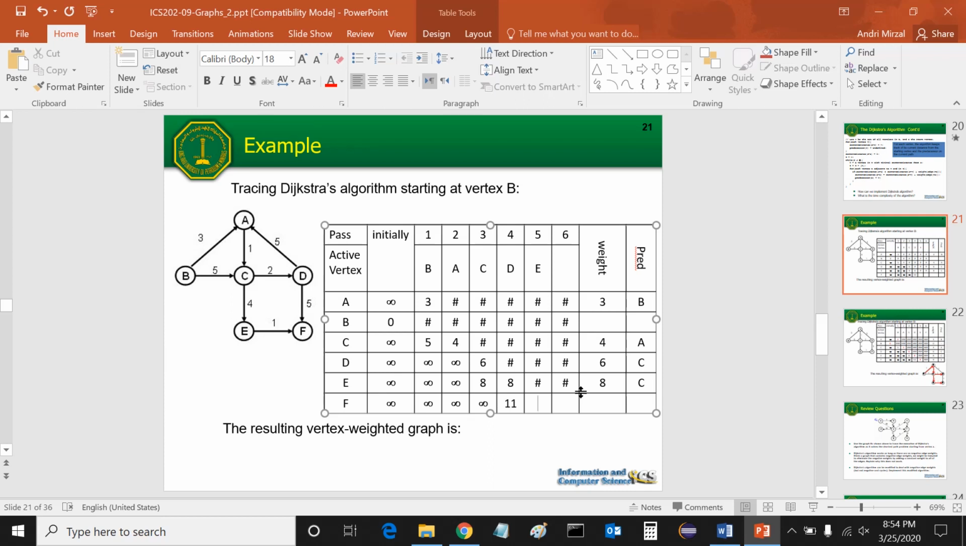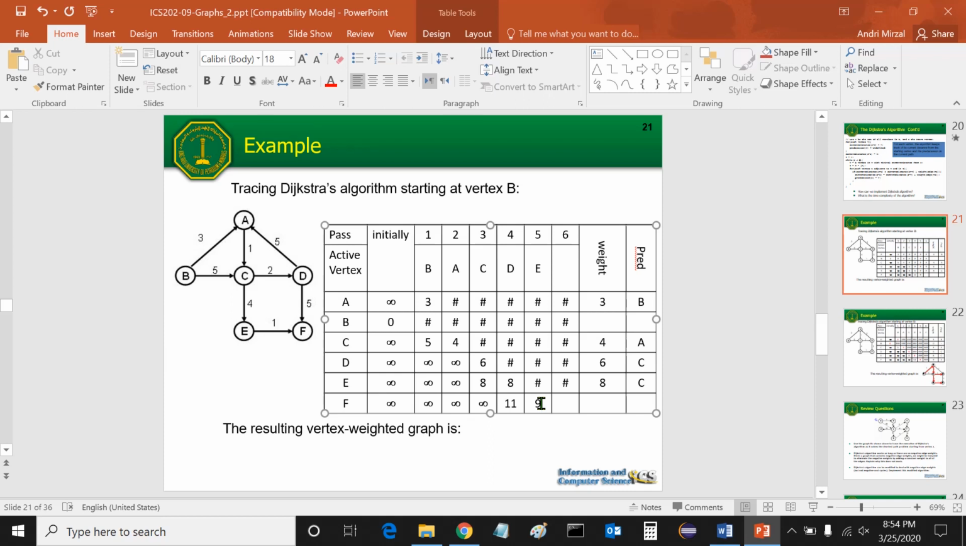Now look at this, everyone. This is 9. The previous number is 11. Because the new number 9 is smaller than the previous one, 11, we write 9 over here.